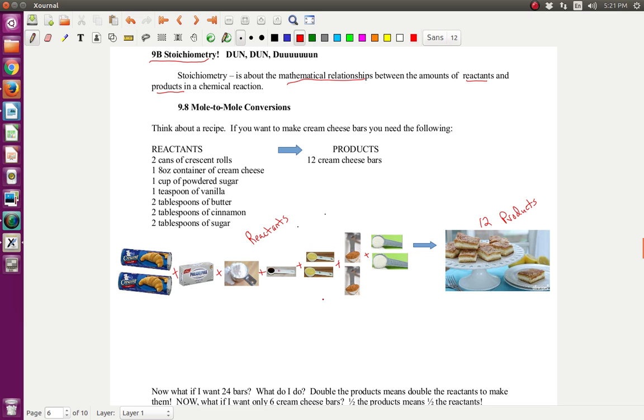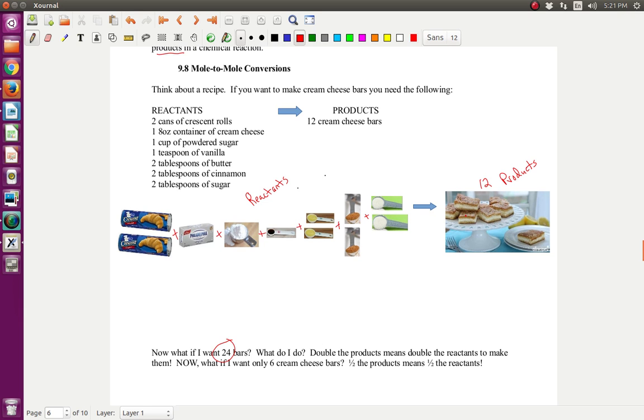Now, what if I don't want 12? What if I want 24 cream cheese bars? I have a lot of people I want to feed. Okay, so instead of 12 cream cheese bars, I need twice as many, because 24 divided by 12 is 2. I need 2 times as many. So that would mean I would need 2 times 2, twice as many cans of crescent rolls, or 4 cans. I would need 2 bars of cream cheese. I would need 2 of these, so 2 cups of sugar, because I multiply everything by 2.